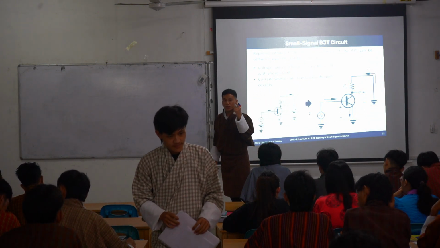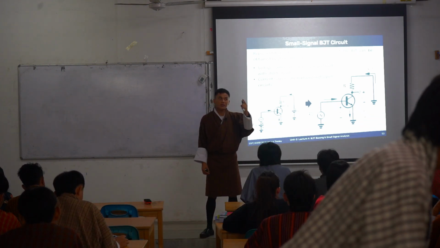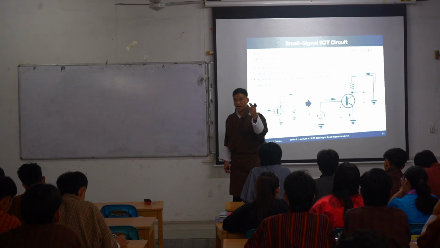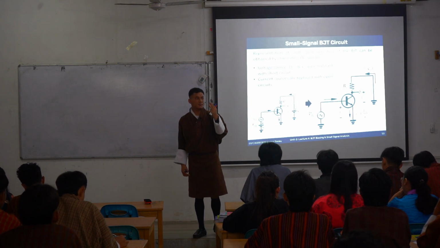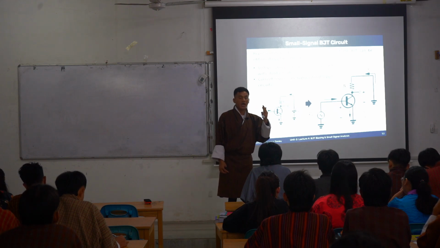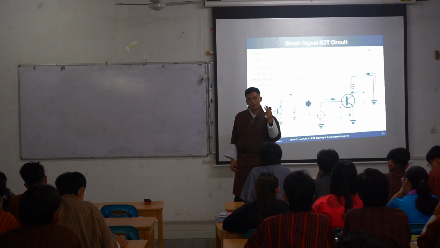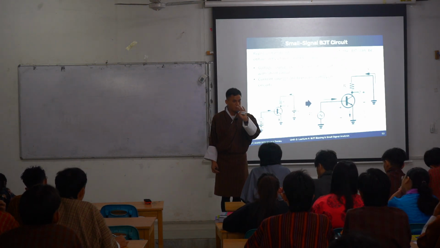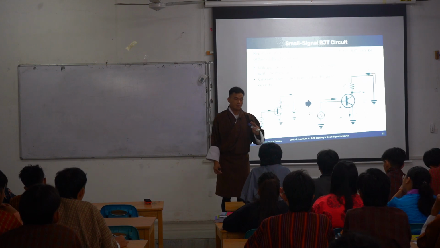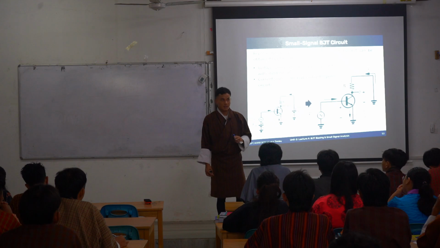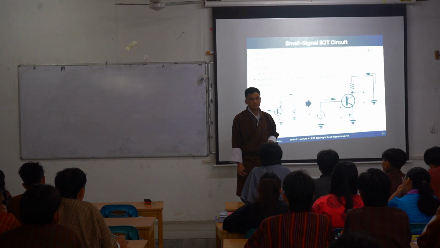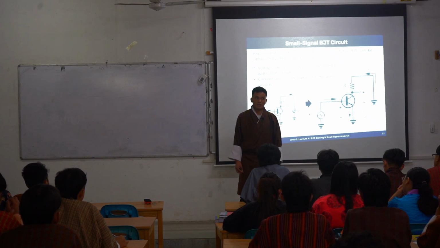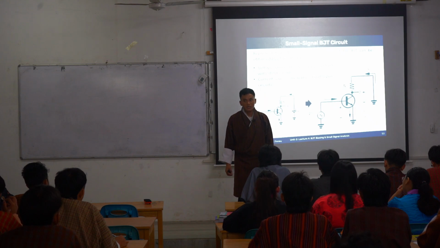So there are three important parameters that you need to remember: how to calculate small letter ic, how to calculate gm, the transconductance, and how to calculate r pi. These are the three fundamental formulas you always have to remember to perform the AC analysis. If you fail to remember these three, you cannot proceed with the AC analysis. If you can remember these three parameters, you can solve any AC analysis.